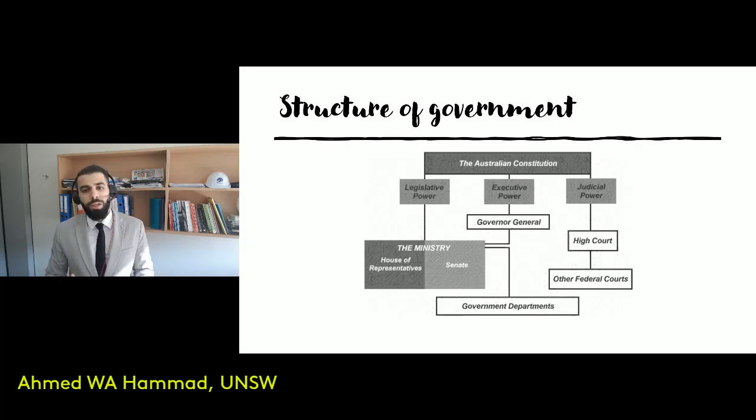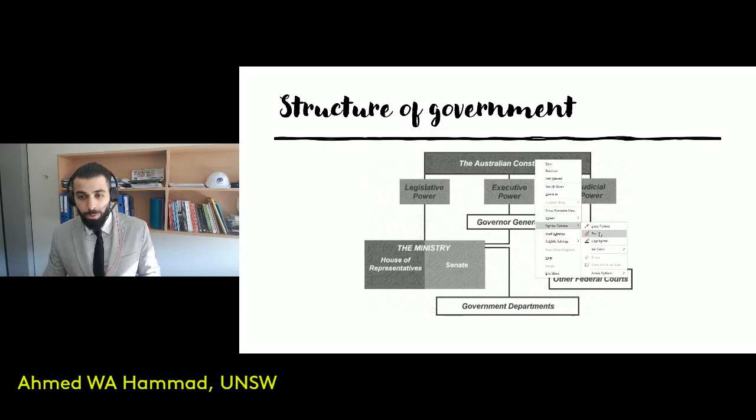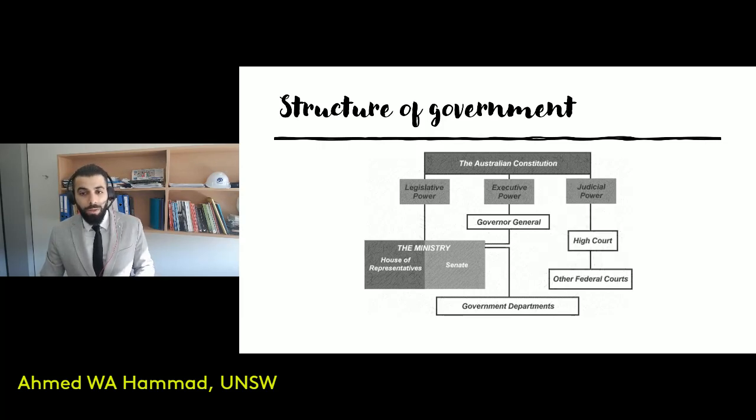So this is the image that summarizes the structure of government in Australia. The Australian Constitution divides power into three branches. The legislative power, and that's the House of Representatives and the Senate. You also have your executive power, and that's vested in the Governor General. And then you have the judicial power, which is the High Court of Australia, federal courts, and state courts.